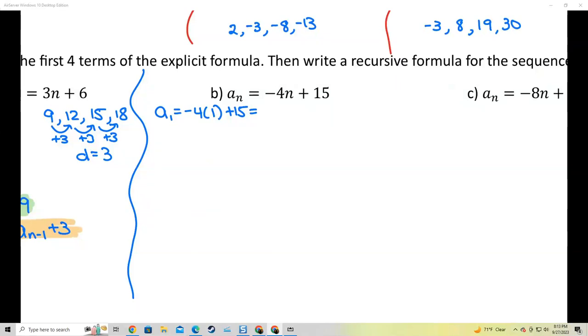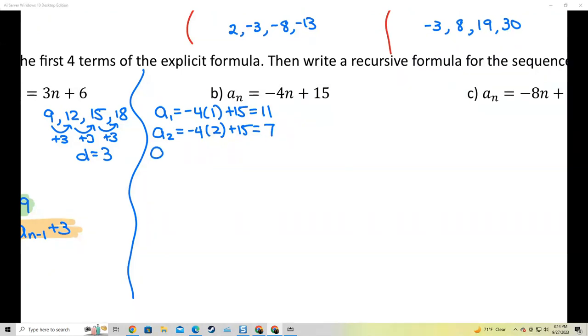All right, negative 4 times 1 is negative 4 plus 15 gives me a positive 11. To get my second term, I'm going to take negative 4, and this time I'm going to multiply it by 2 and add 15. Negative 4 times 2 is negative 8. Negative 8 plus 15 is 7.